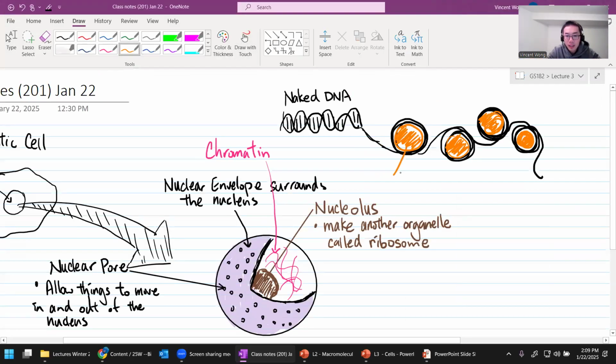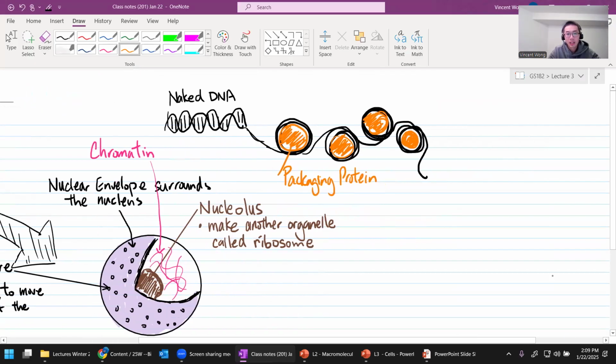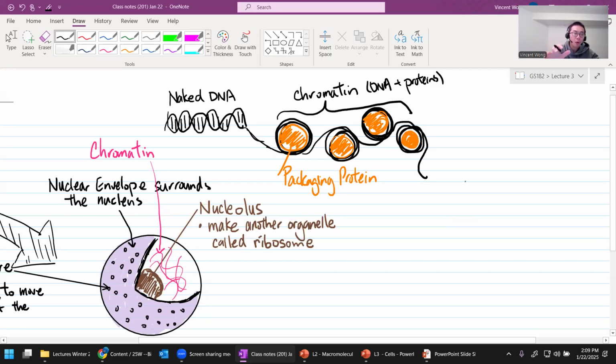So these are packaging proteins. They have a name, but never mind. We don't worry about it for now. So when you loop the DNA around a protein, in this form we call it chromatin. Chromatin is essentially DNA wrapped around proteins, and that's the form that it exists in inside the nucleus.